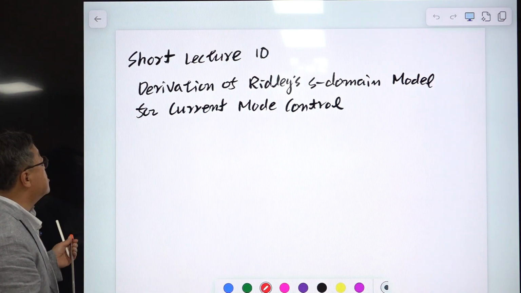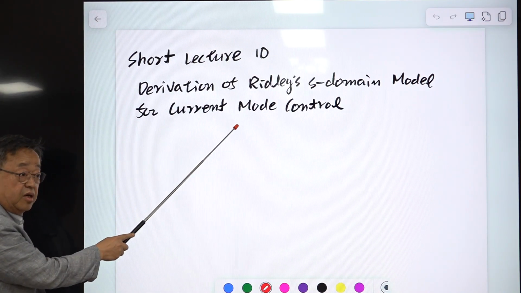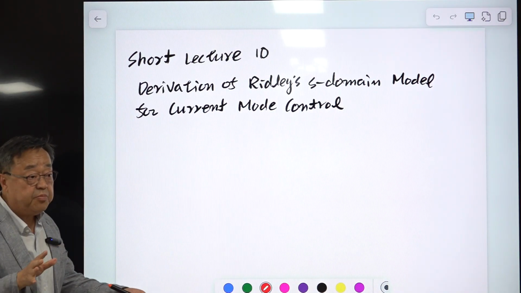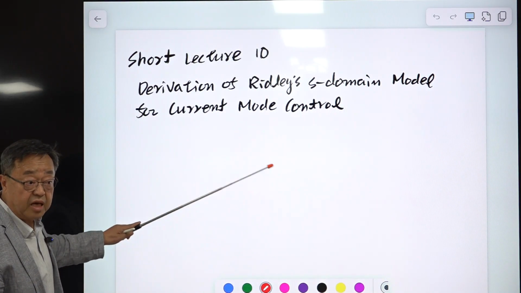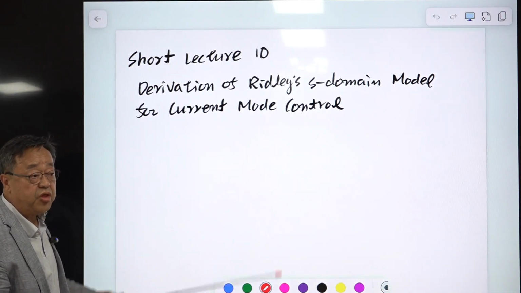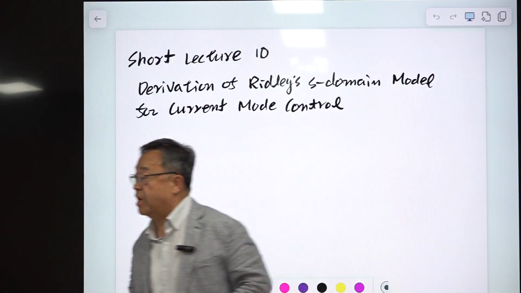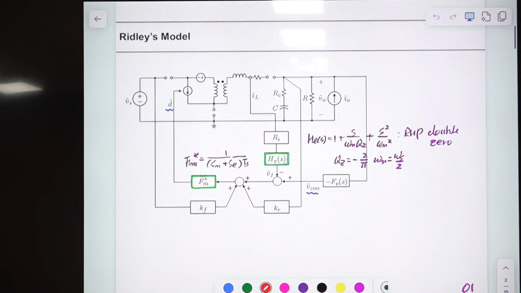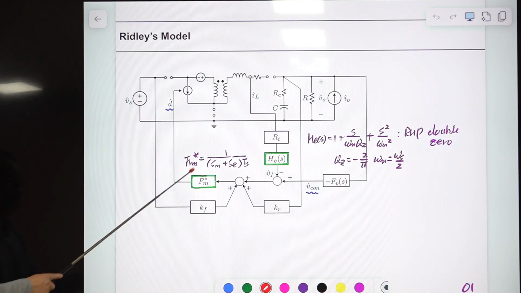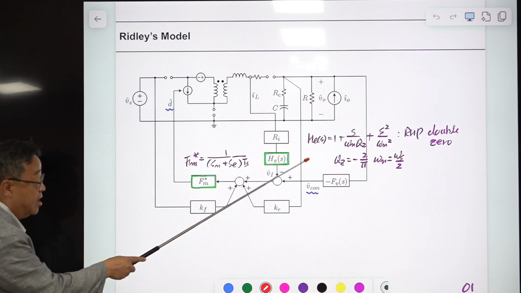Let's go through this. I titled it a short lecture, okay? It is not short in length, but in terms of technical content it is short. Not easy to follow, but the technical content is very precise and concise. So, the derivation of the functional blocks of Ridley's model. We are talking about the derivation of this, and the derivation of this, HES, okay?